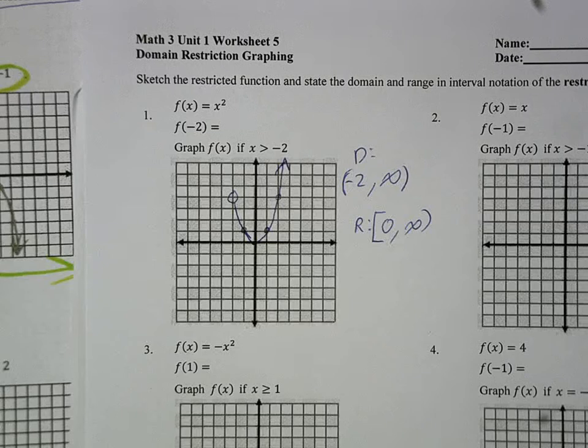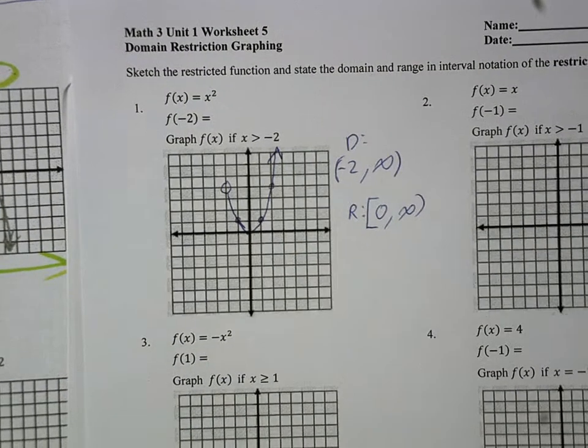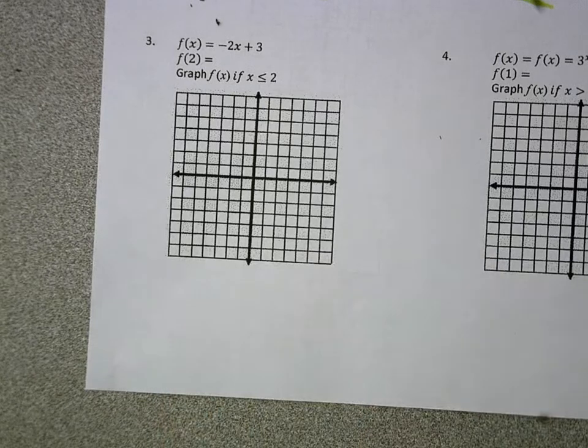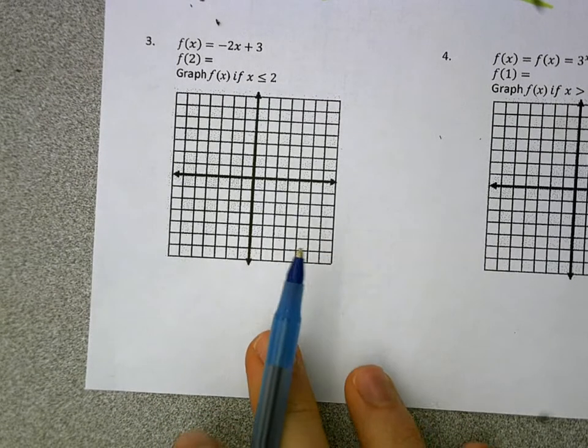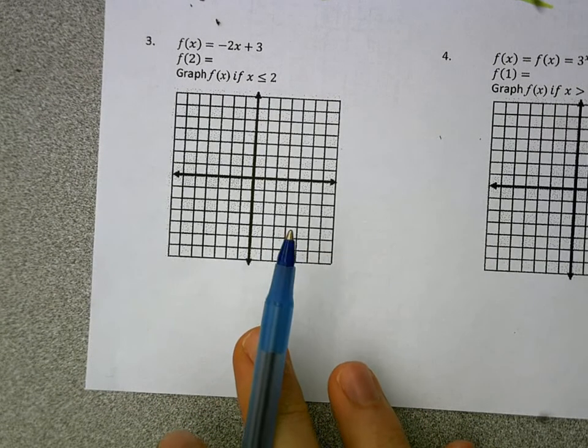Because again, this says only x is greater than -2. So only things bigger than -2. All right, back to the notes. Negative 2 times x plus 3.